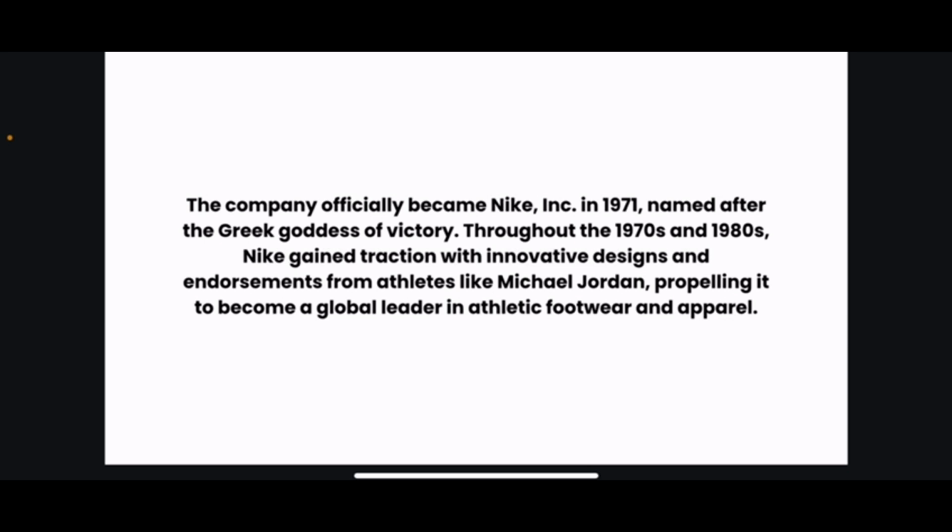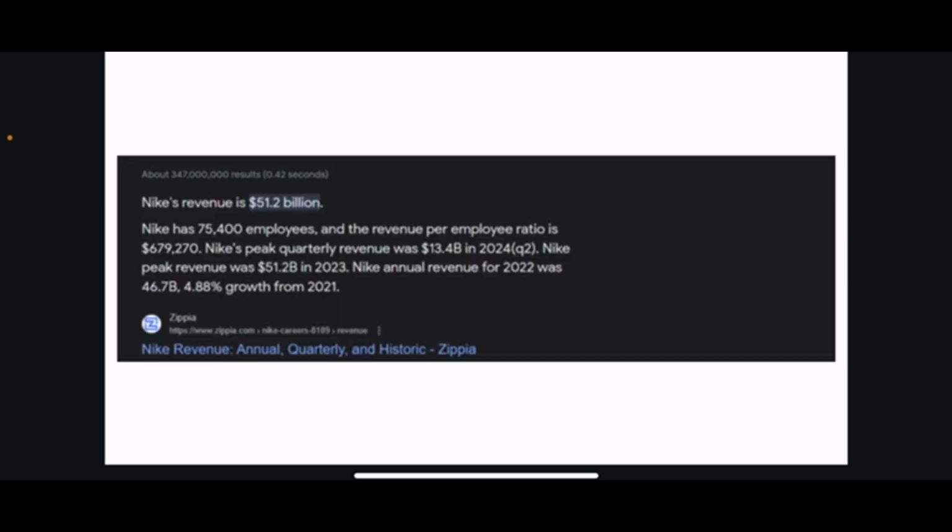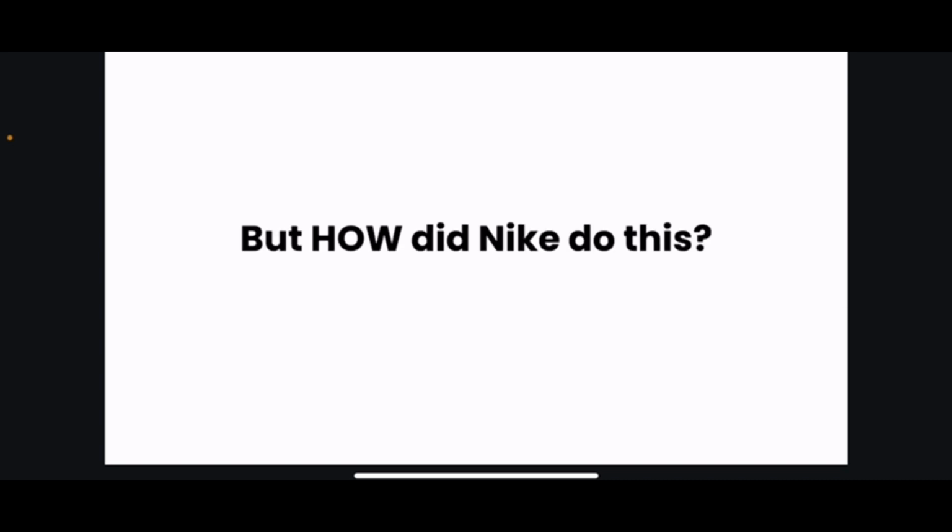Throughout the 1970s and 1980s, Nike gained traction with innovative designs and endorsements from athletes like Michael Jordan, propelling it to be a global leader in athletic footwear and apparel. Basically, they are really huge. Today, Nike stands as one of the most recognizable and influential brands in the world, synonymous with athletic excellence and cultural impact. So, let's just look at this screenshot of Nike's revenue, which is $51.2 billion. That's a lot of money. And to make a lot of money, we have to study how exactly Nike was able to achieve this.